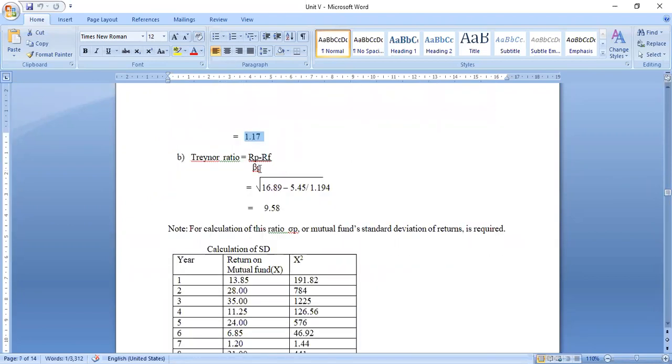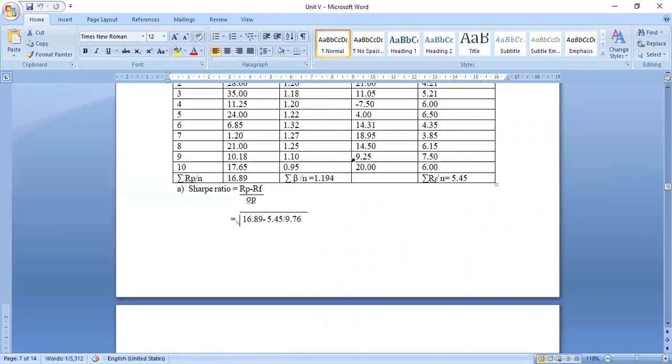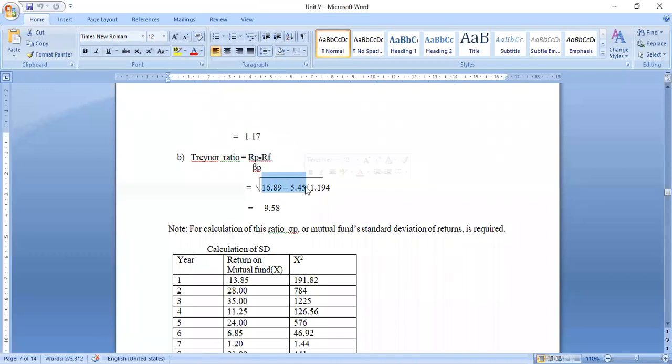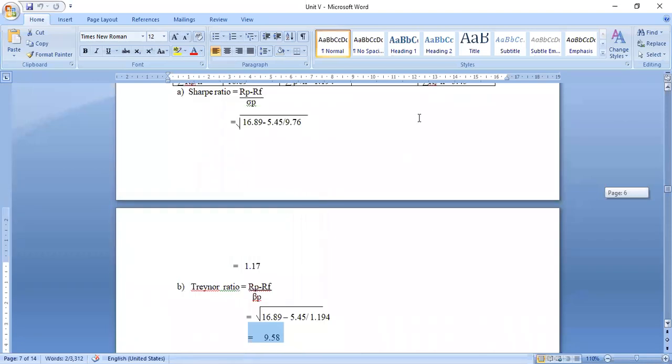Next, moving on to Treynor, the formula is the same for the numerator, that is RP minus RF, but here we have the beta. The beta of the portfolio has already been calculated, that is 1.194, so the same we are going to substitute here. The numerator values will remain the same: 16.89 minus 5.45 divided by 1.194. So you get the Treynor ratio for the mutual fund as 9.58. As for the Sharpe ratio, it is 1.17.